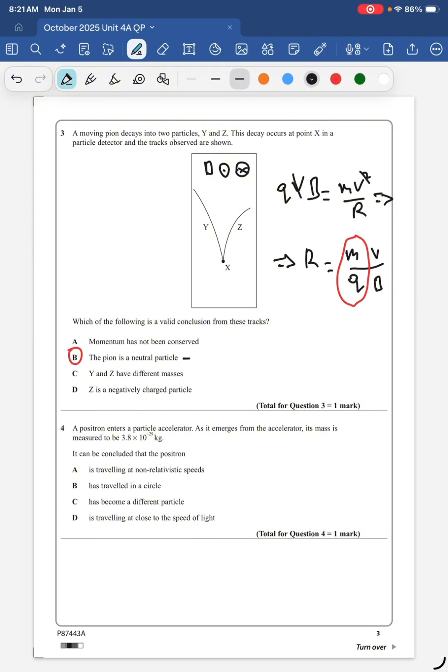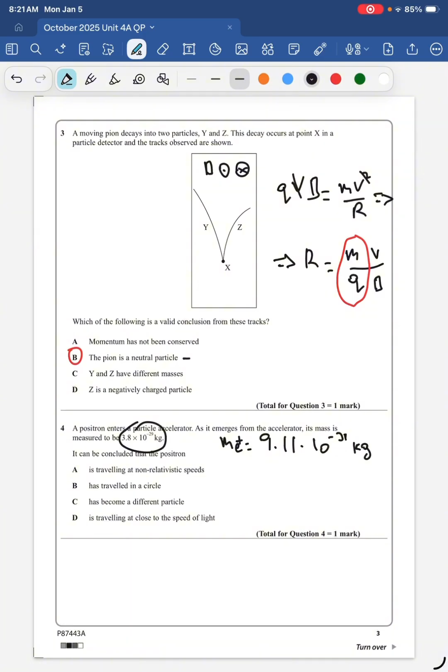Okay, let's do question 4. A positron enters a particle accelerator. As it emerges from the accelerator, its mass is measured to be 3.8 times 10 to the negative 29 kilograms. It can be concluded that the positron... Immediately you have to think that the mass of the positron is the same as the mass of the electron. In other words, the mass of the positron, e plus, is 9.11 times 10 to the negative 31 kilograms. So this is 100 times heavier.